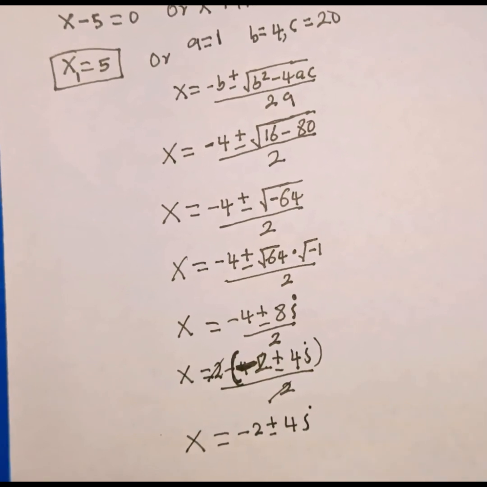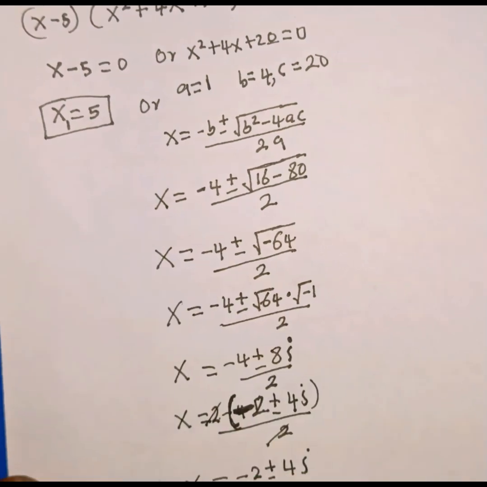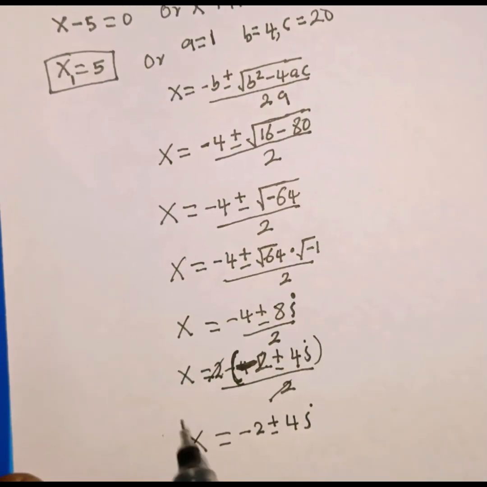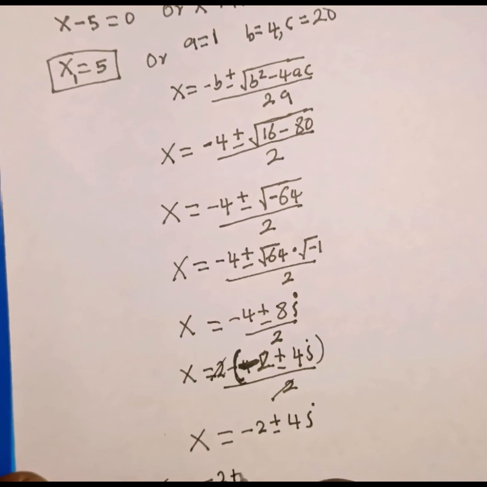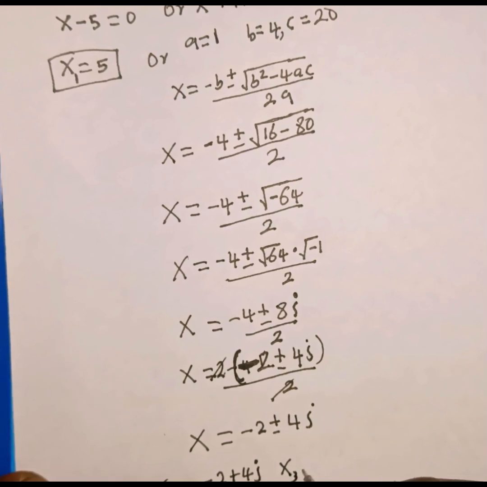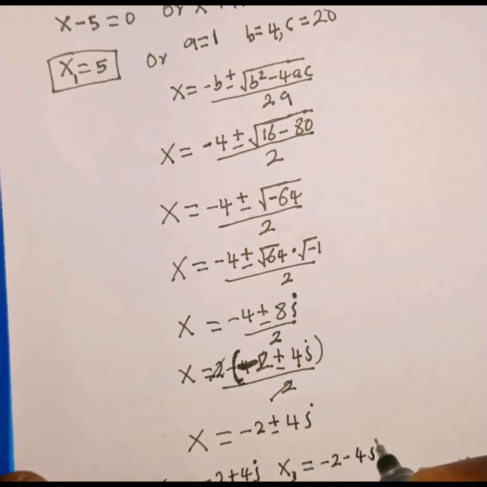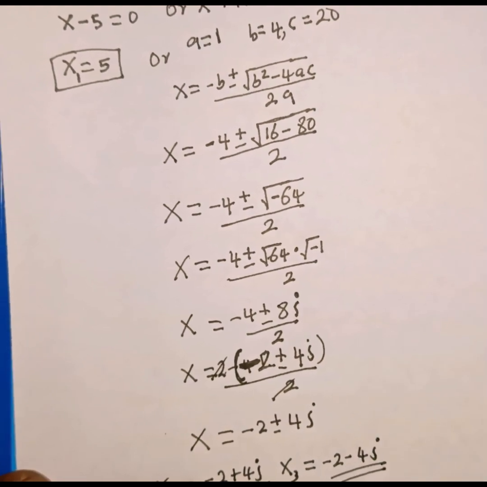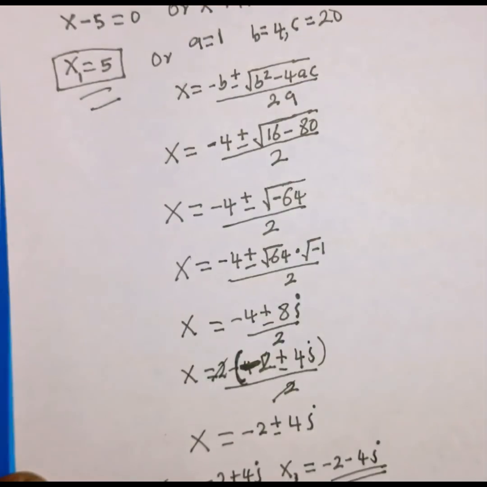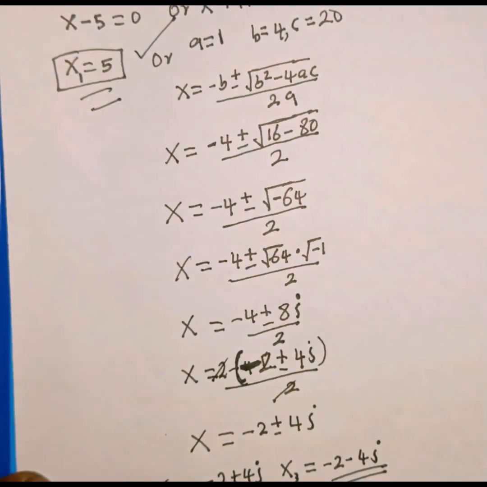So therefore, we can conclude that our first solution, x1 equal to 5, is a real number. Then the second solution, x2, is equal to negative 2 plus 4i, and the third solution, x3, will be equal to negative 2 minus 4i. So this first solution is the real number, but the remaining two solutions are complex solutions because of this imaginary number.